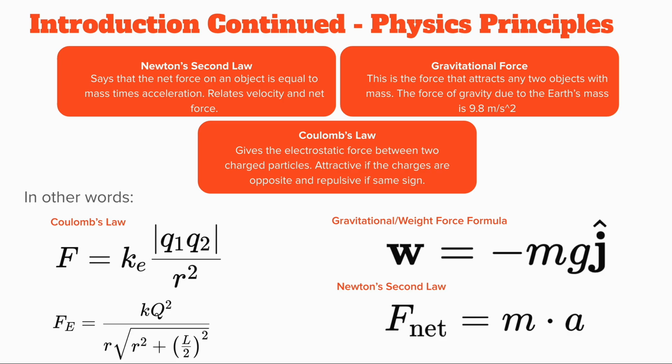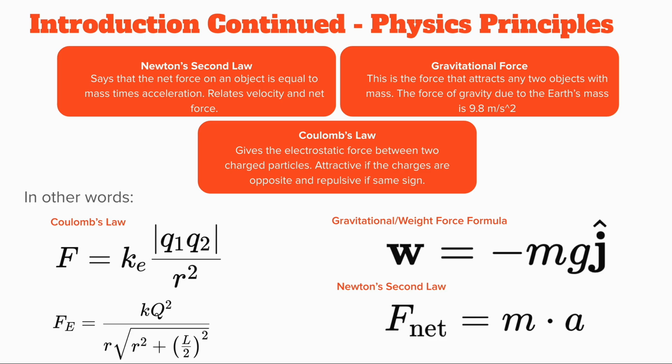The first important physics principle to note is Newton's second law. This identifies that the acceleration of an object is dependent upon the net force acting upon a body and the mass of the given body, and it allows us to set the gravitational force equal to the electrostatic force. Another important physics principle is gravitational force, which is the force that attracts any two objects with mass. The acceleration due to gravity on Earth is 9.8 meters per second squared, and we calculate the gravitational force in this lab by taking the mass of the tape times this number, as shown below.